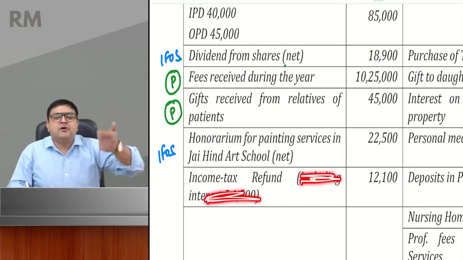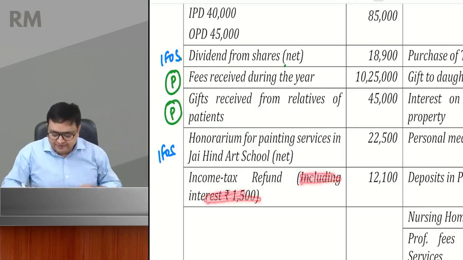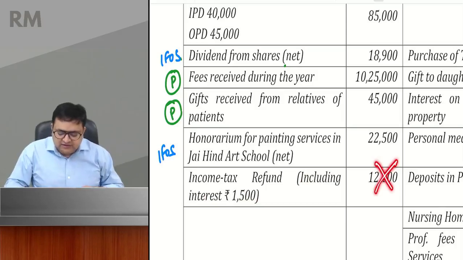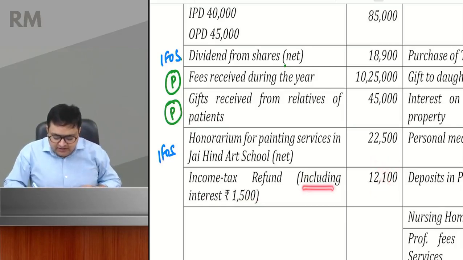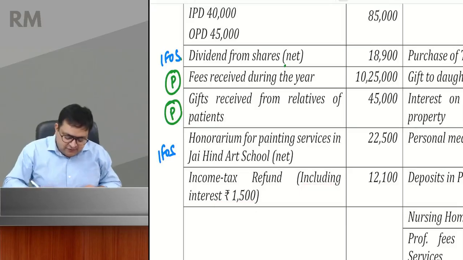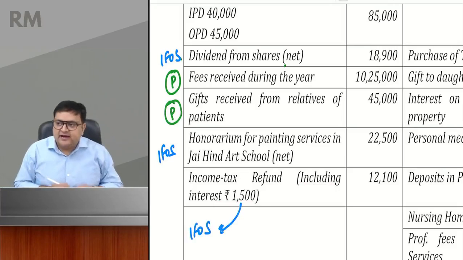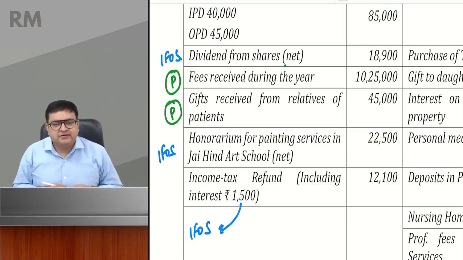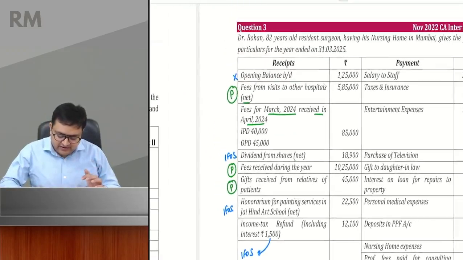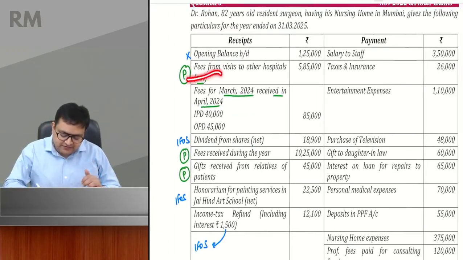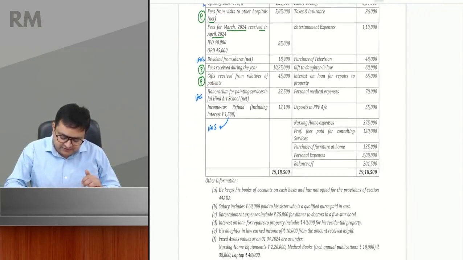But the extra amount which you receive on refund, that is called interest. That is your IFOS income. So 12,100 is not your income, first of all. Not PGBP, not even IFOS. But including interest of 1,500, so IFOS is actually 1,500. This is my IFOS. Everybody okay with this? So we identified that there are some professional services.